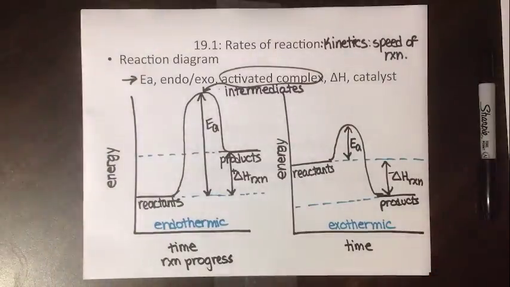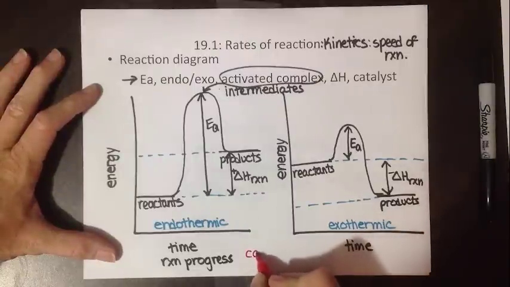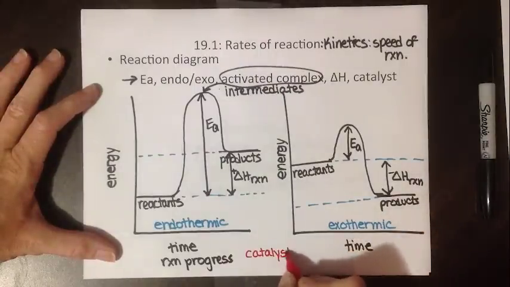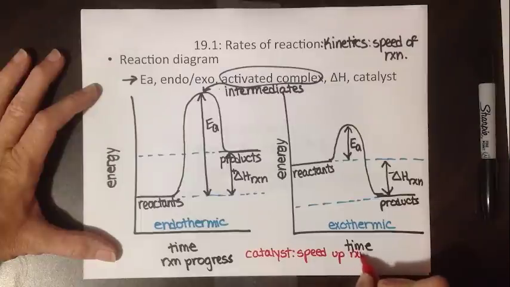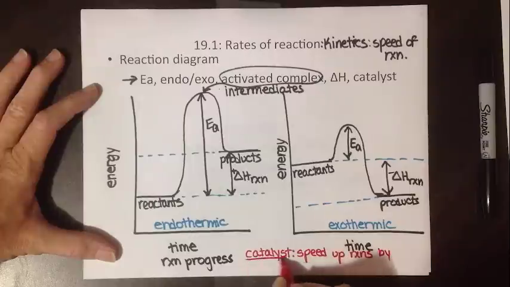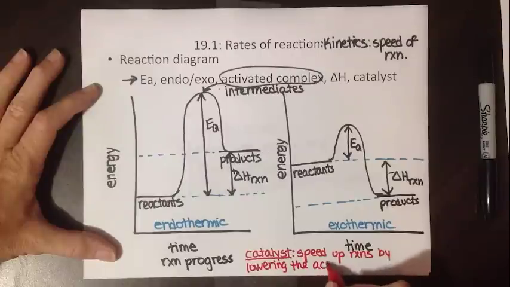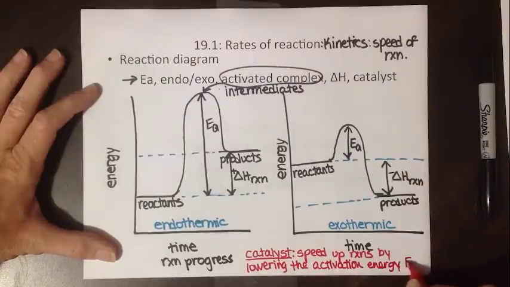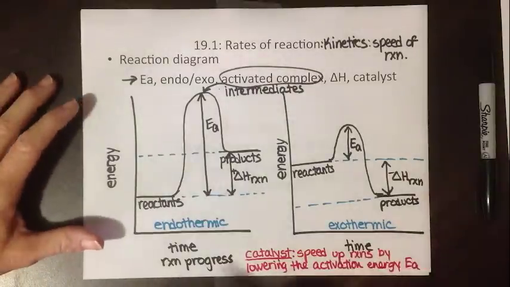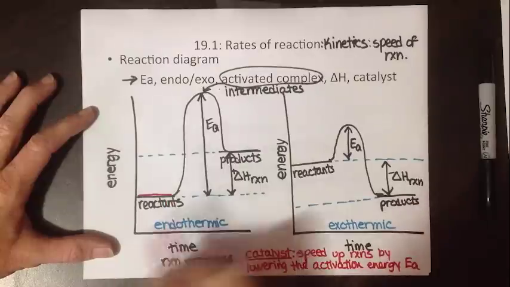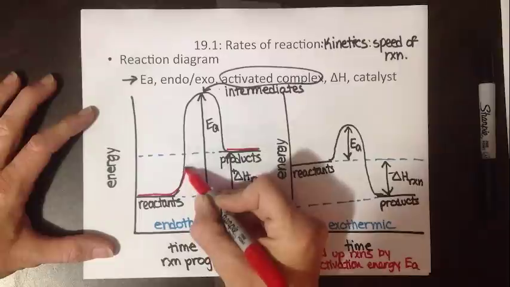So let's say you have a reaction and you want to go faster. Well, then you're going to add a catalyst. And we're going to write: catalysts speed up reactions by lowering the activation energy. Okay? So with red, I'm going to sketch the curve pretending now I have a catalyst in there. So it's going to look a little different. I'm going to have the same reactants and I'm going to have the same products, but this time the hump will be smaller.